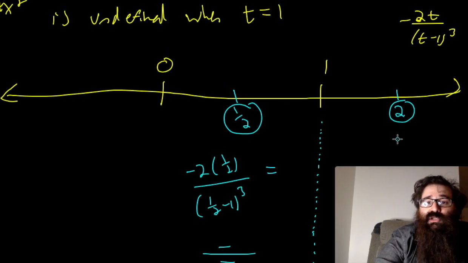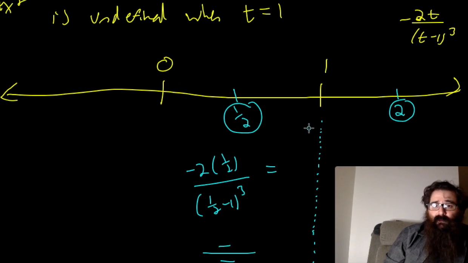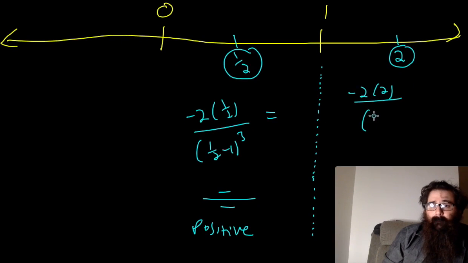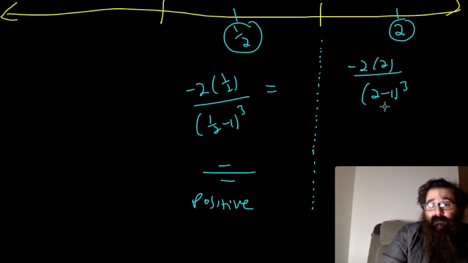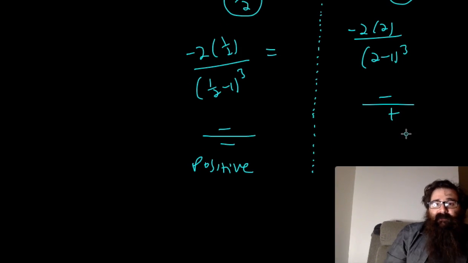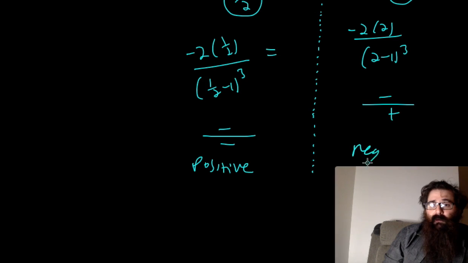What if I plug in 2? If I plug in positive 2, that's negative 2 times 2 divided by 2 minus 1 cubed. What about this in this case? Negative 2 times 2 is going to give me something negative on top, divided by 2 minus 1, which gives me 1. If I cube it, it's 1, so that's positive. Negative divided by positive is going to give me something negative overall.